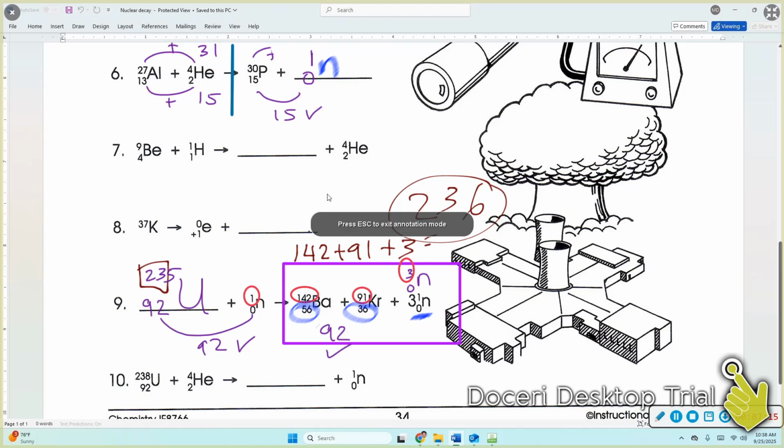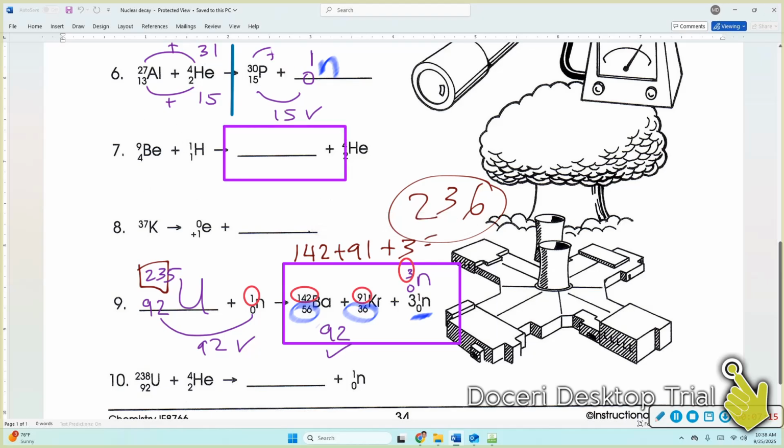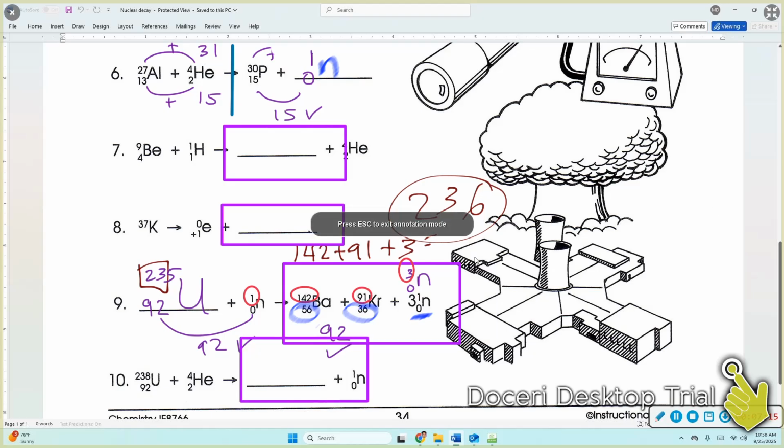So go ahead and finish these questions, number 7, number 8, number 10, as well as the ones above that I didn't do. We'll come back and check this to make sure you got it down. Thank you very much.